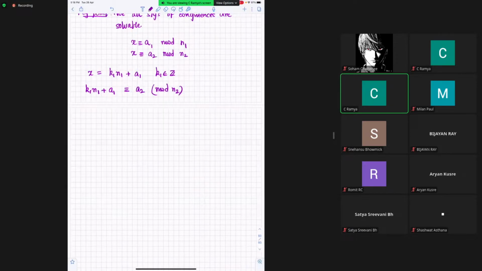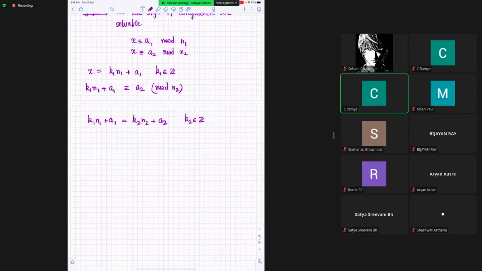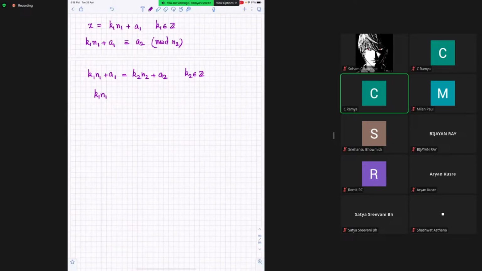So what do we know? We know that this, when divided by n2, leaves remainder a2. So k1 n1 plus a1 is equal to k2 n2 plus a2, where k2 is some integer. So we have k1 n1 minus k2 n2 is equal to a2 minus a1.